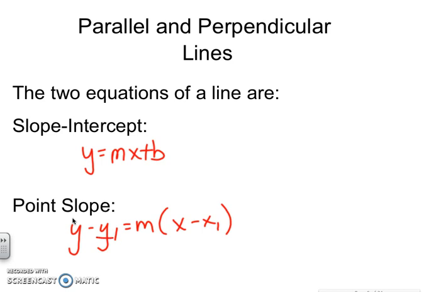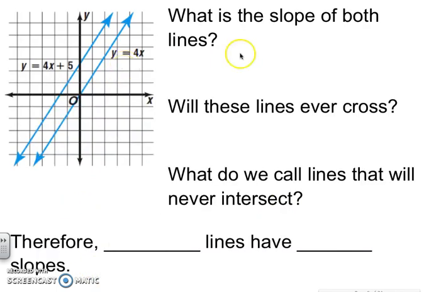It is y - y1 = m(x - x1). This y1 and this x1 are just some point that you will be given, and then obviously the slope. So to do point-slope form, you need a point and you need a slope, okay? All right, so let's take a look at parallel lines. What is the slope of both of the lines?